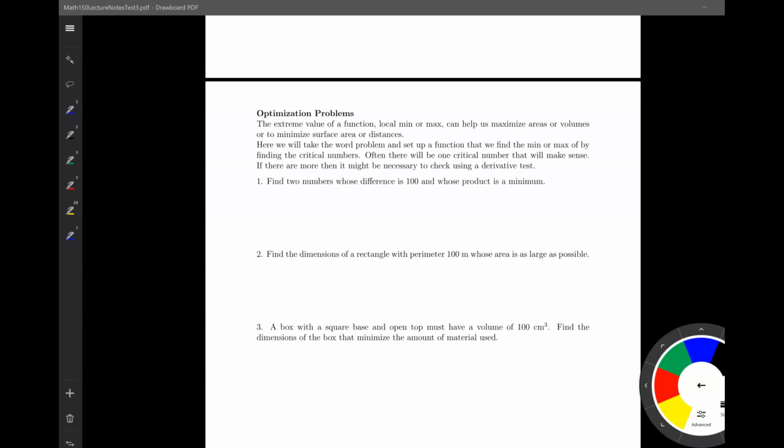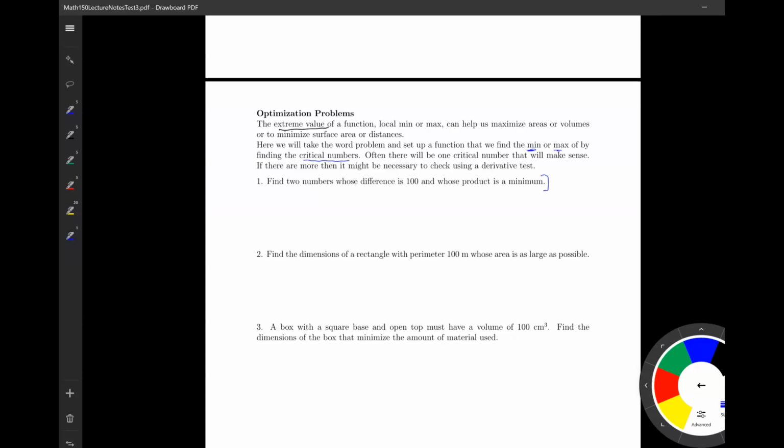All right, so now we are going to apply finding the max or min, the extreme values of functions, by putting them into word problems. So what we're going to do is we'll find the equation that comes as a result of the word problem. Then we're going to find the minimum or the maximum by finding the critical numbers. That means setting the derivative equal to 0 or doesn't exist.